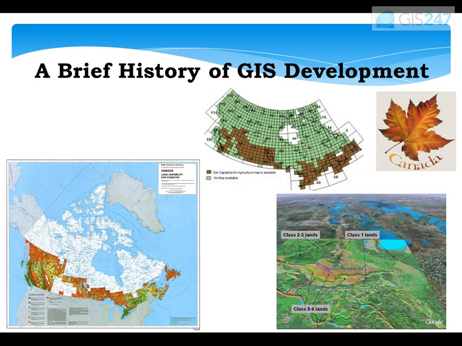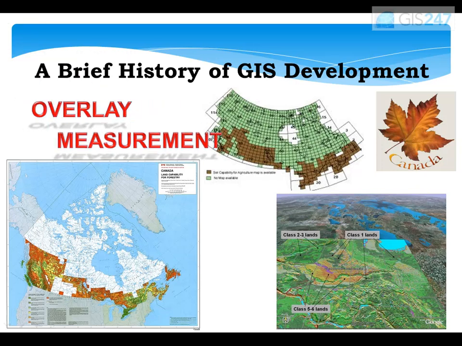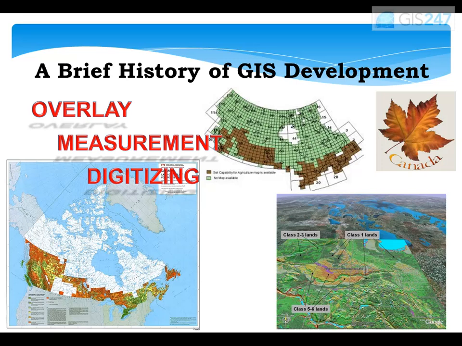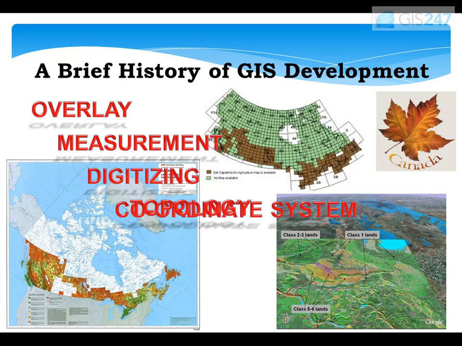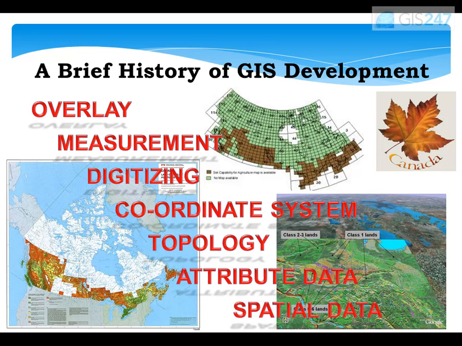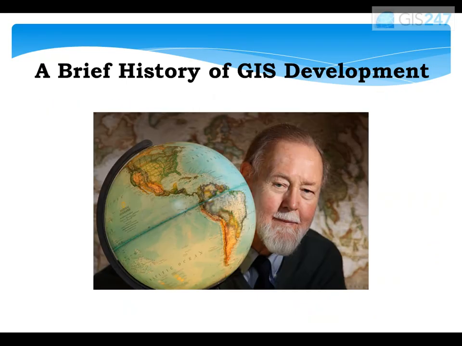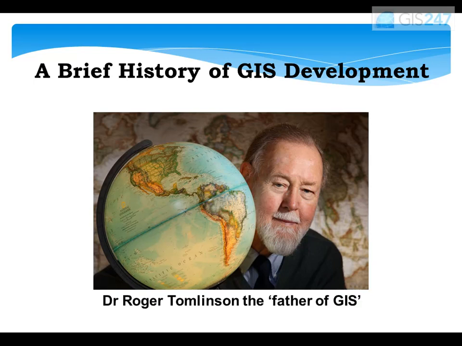It provided capabilities for overlay, measurement, digitizing and supported a national coordinate system and incorporated topology and stored attribute and locational information in separate files. All these factors are the basis of what we are now used to as the core of modern GI systems. Hence, Roger Tomlinson is affectionately referred to as the father of GIS.